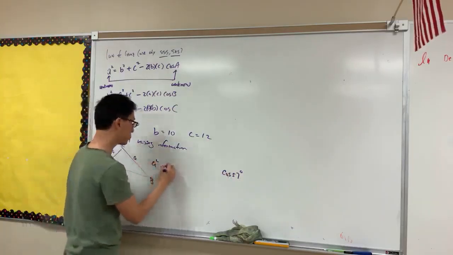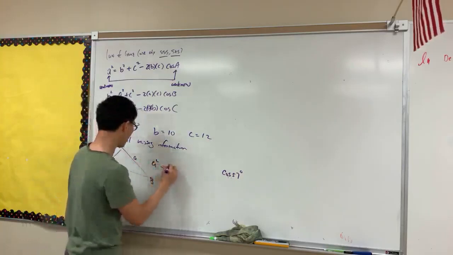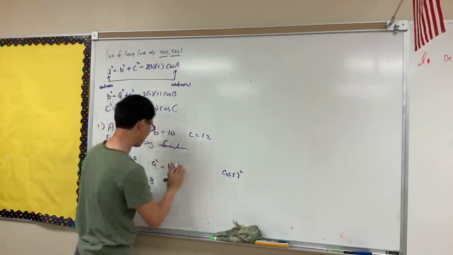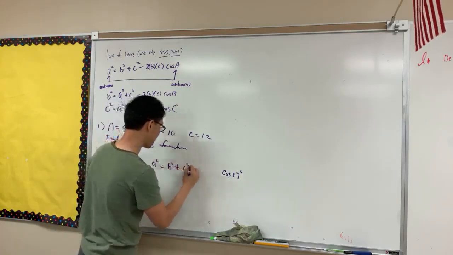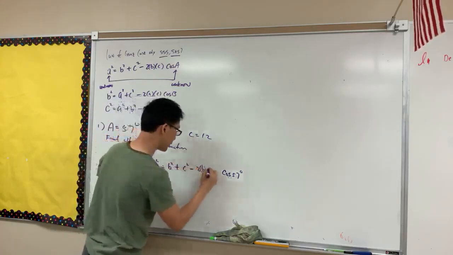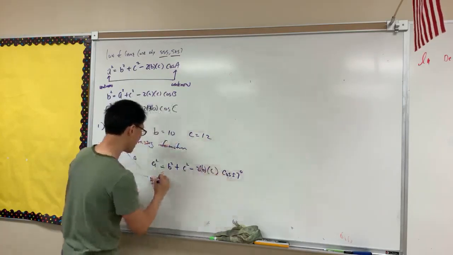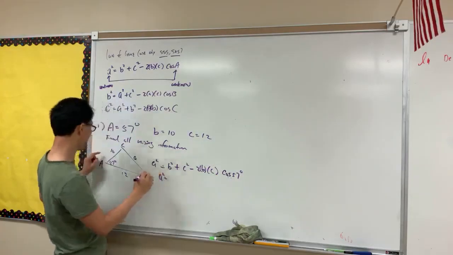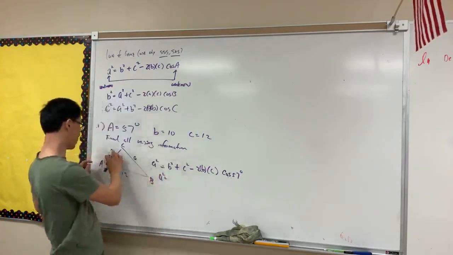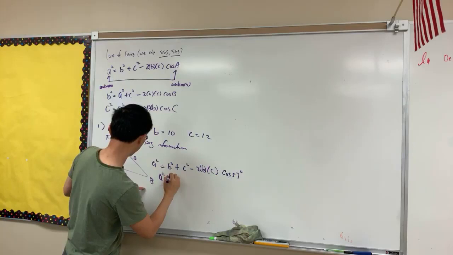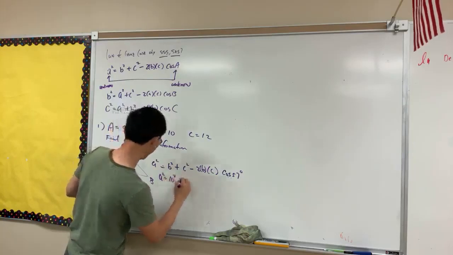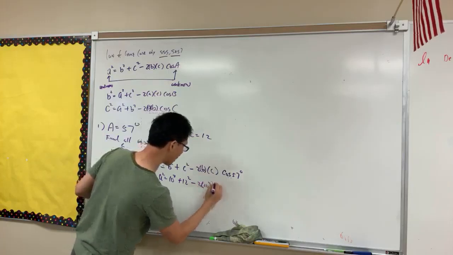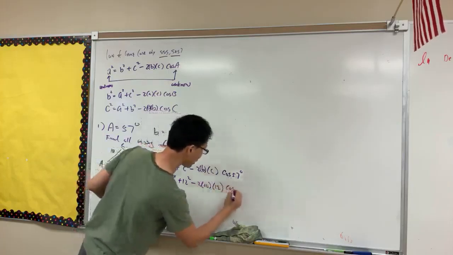So it's B squared plus C squared minus 2BC cosine of A. So A squared is equal to 10 squared, we said 10, plus 12 squared minus 2 times 10 times 12, and then cosine of 57.